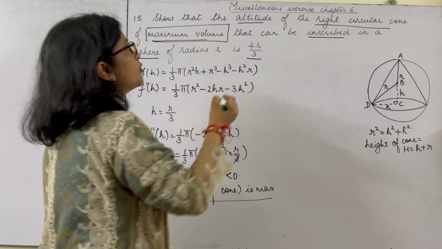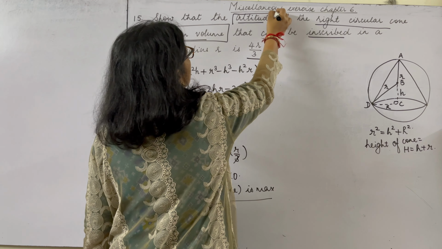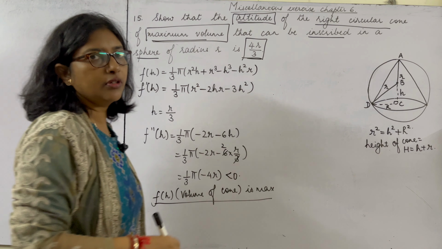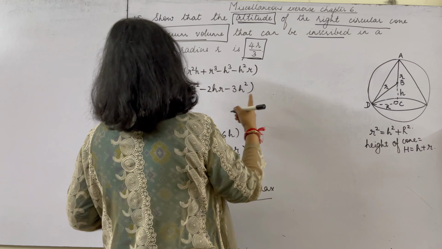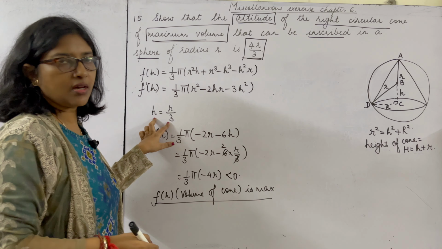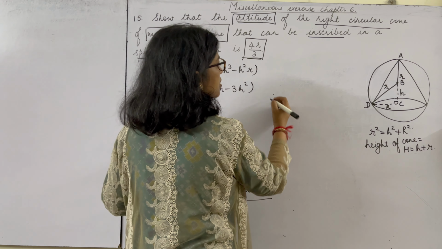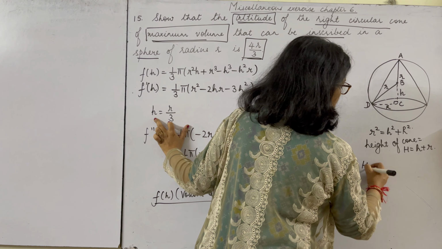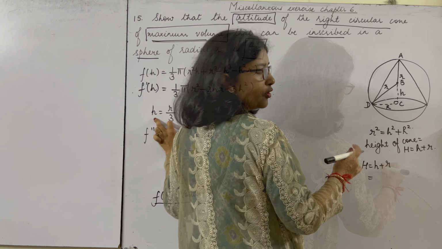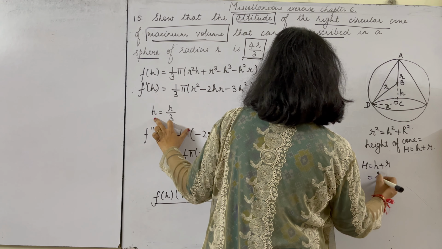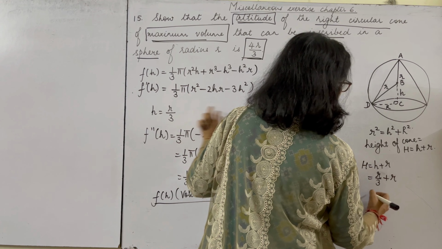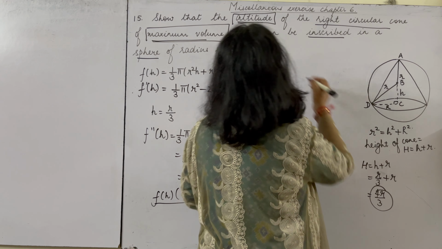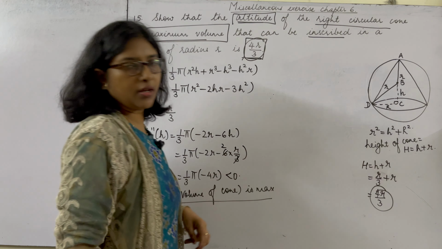The second thing we want to prove is that the altitude is 4r by 3, that is the height of the cone. So from here we have h is r by 3, but the height of the cone H is equal to h plus r. So H is equal to, put the value of h and simplify this. So that gives us that the height of the cone is 4r by 3.